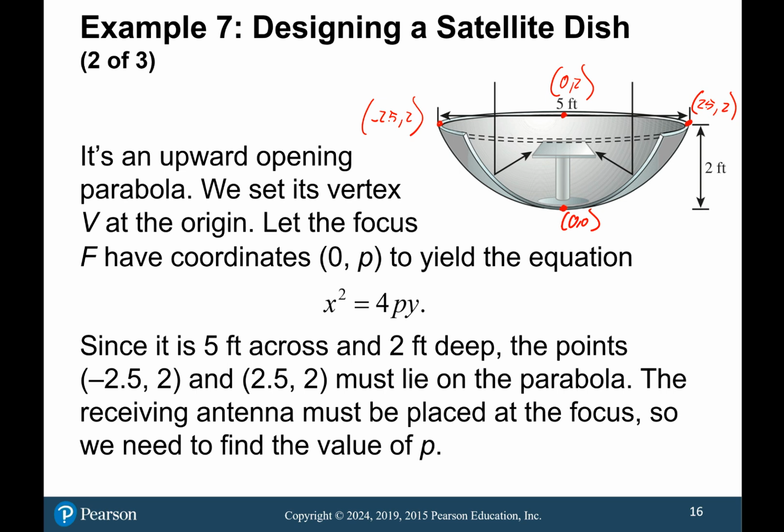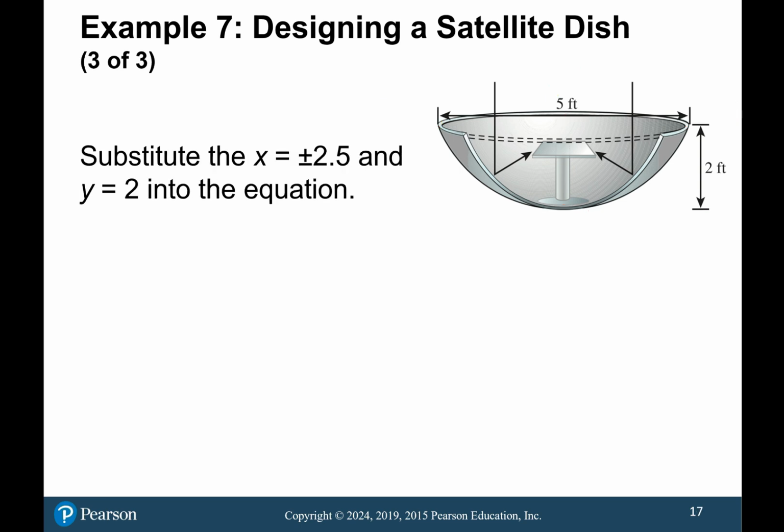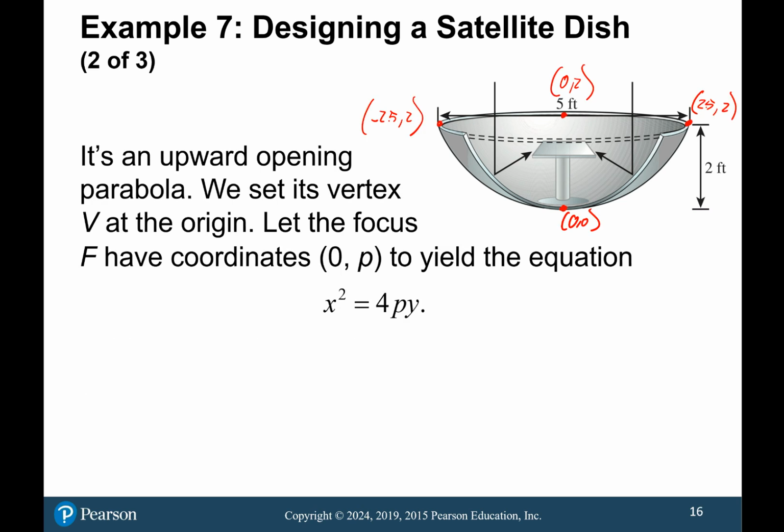So we need to find the value of p in this case. We'll take that basic equation that we just had here, x squared is equal to 4py, and we're going to substitute the coordinates. Now, remember, this point right here is not on the parabola. We need these points left and right that are on the parabola with the vertex at (0, 0) to write this equation.